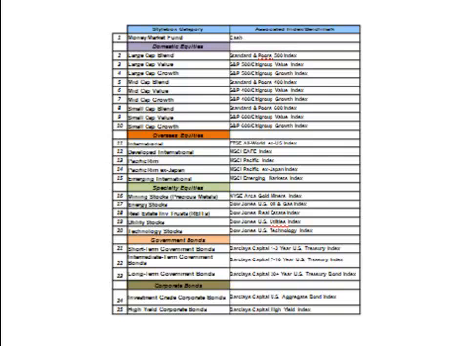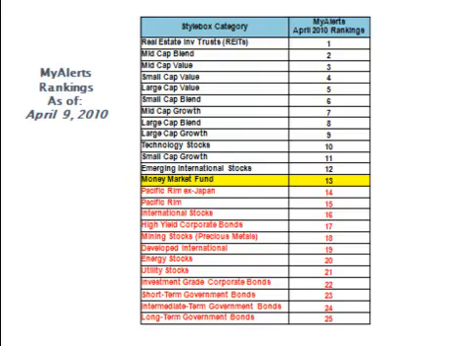The general categories break down into domestic equities, overseas equities, specialty equities, government bonds, and corporate bonds. So here are the MyAlerts rankings for April 9th, 2010. You'll notice at the top of the list, REITs or real estate investment trusts have moved right into the number one spot. You'll also notice that mid-cap and small-cap are doing very, very well.